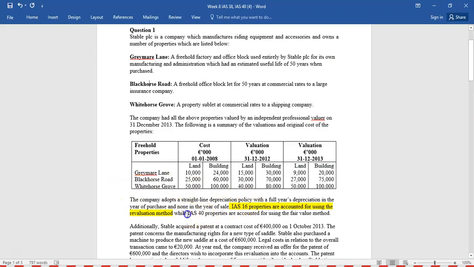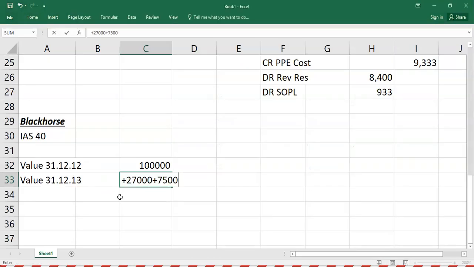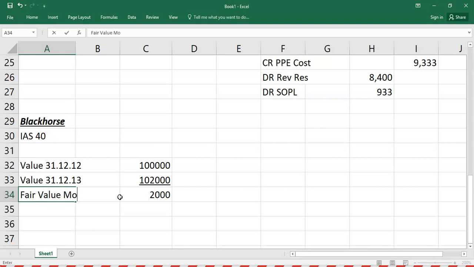And what we're looking at here is you're told investment properties are held at fair value. So that means when we're looking, we're not really concerned about 2008, 2012 because there's no depreciation at play. So actually Black Horse is quite straightforward here. All you're doing is increasing the land and buildings of 100,000 in 2012 up to 102,000 in 2013. So the value 31st of 12th 2012 is 30,000 plus 70, which is 100, and the value in 2013 is 27,000 plus 75. You can look at them separately if you want, but the point is there's no difference here because there's no depreciation. We know under the fair value model of IAS 40, you do not depreciate. So that is a fair value movement of 2,000.